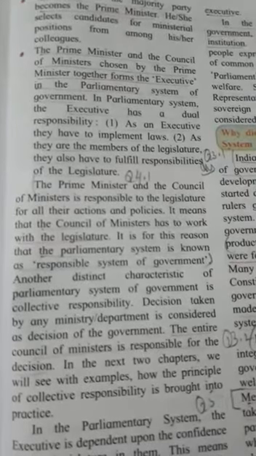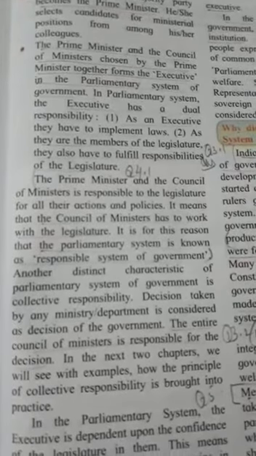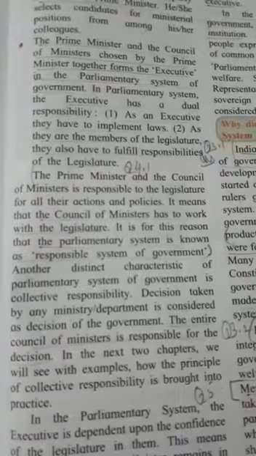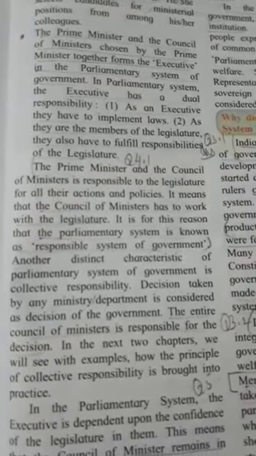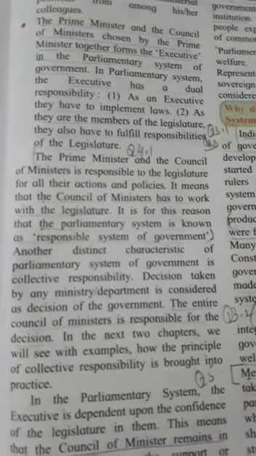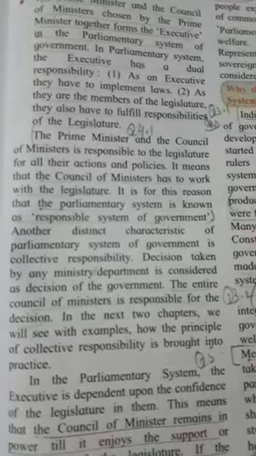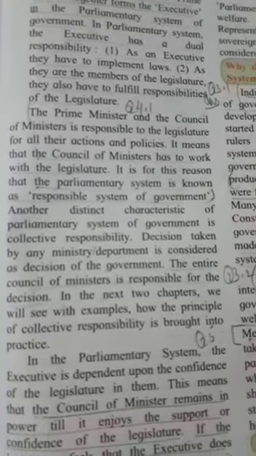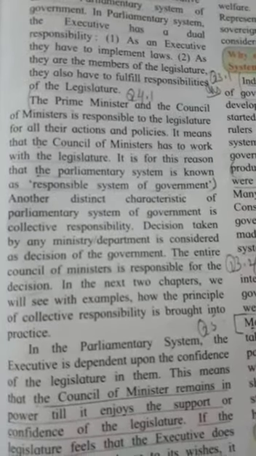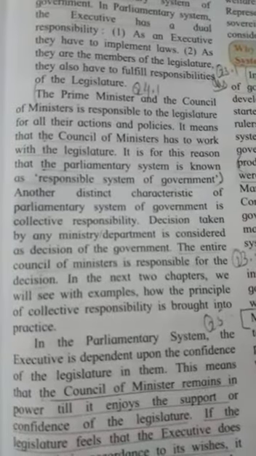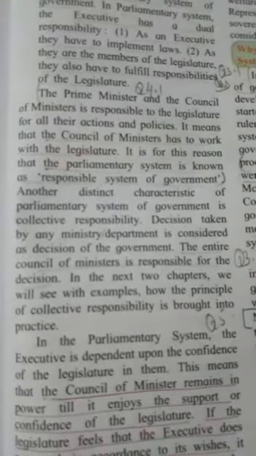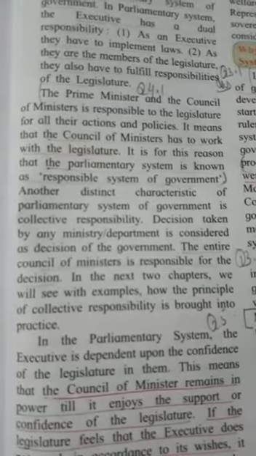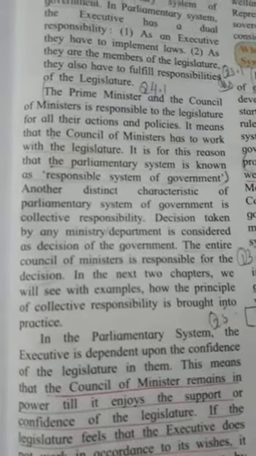Executive have a dual responsibility. First one, as an executive, they have to implement law. Second, as they are the members of the legislature, they also have to fulfill responsibilities of the legislature. The Prime Minister and the Council of Ministers is responsible to the legislature for all their actions and policies. It means that the Council of Ministers has to work with the legislature.